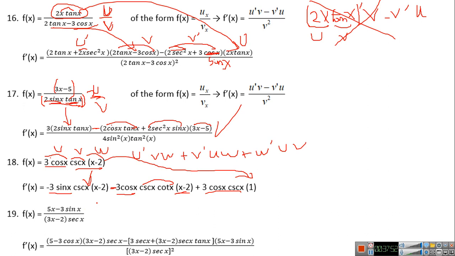Now here, of which form? It's of the form u over v. So u prime: the derivative of 5x is 5, sine x is cosine x, minus 3 cosine x times the denominator. Now I'm going to ask myself, what's the form of the denominator? The denominator is of the form u times v. So the derivative of 3x minus 2 is 3 times secant x. The derivative of secant is secant tangent times the 3x minus 2. Then don't forget to put the v, because it's u prime v minus v prime u over v square.